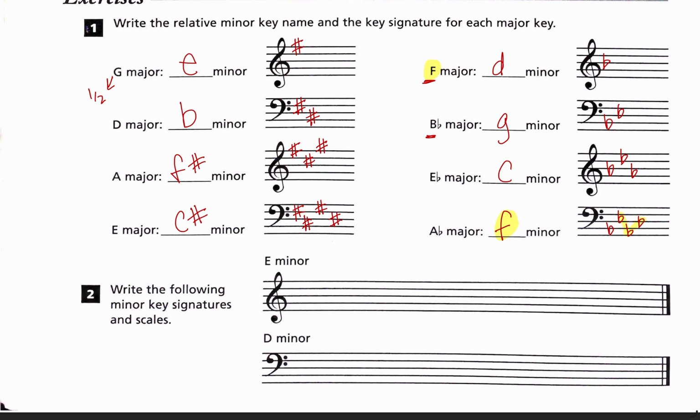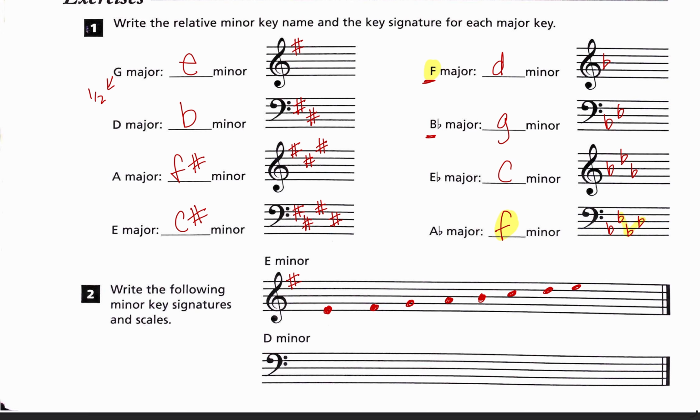Okay, number 2, write the following using key signatures. So we want to start with E minor. We've already found out that E minor has 1 sharp. So we're going to put our sharp there, and then we're just going to write our notes. E, F, G, A, B, C, D, E. That's all you have to do because we already drew the key signature.